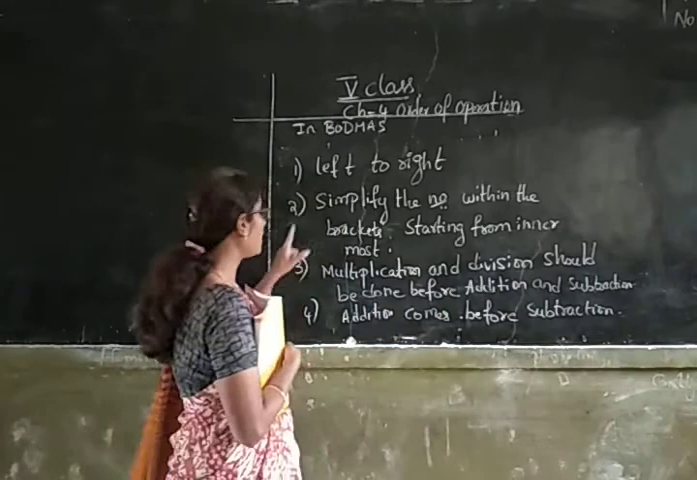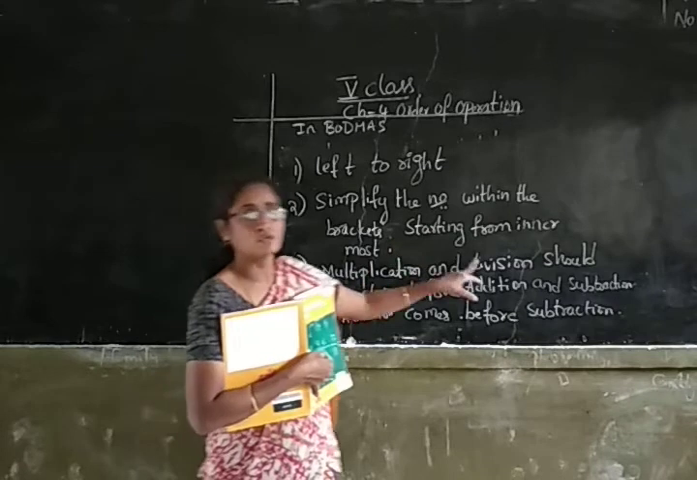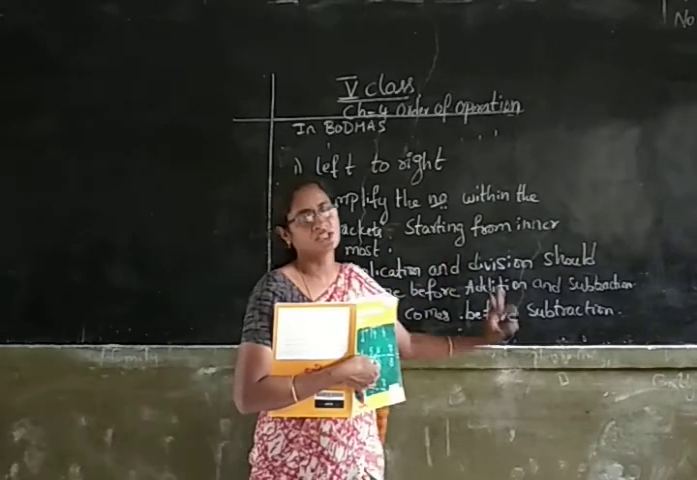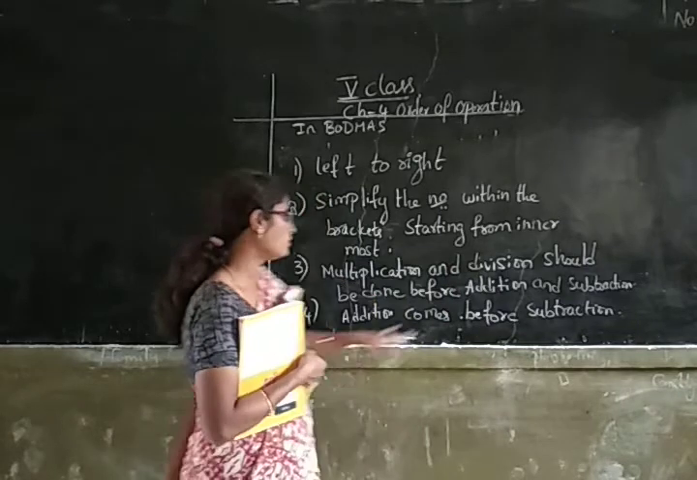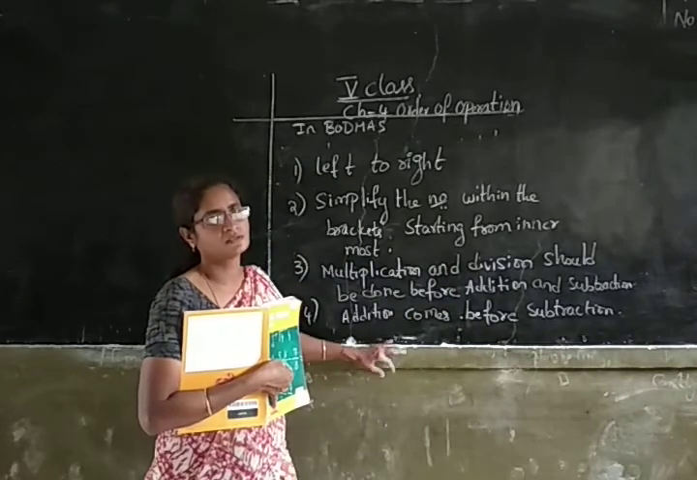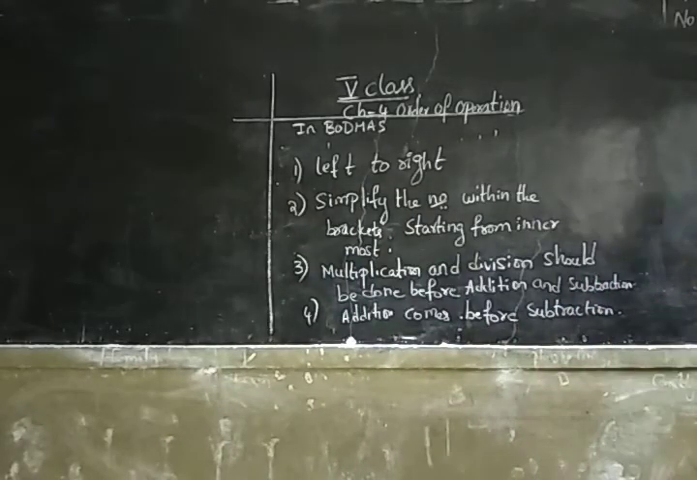Here, after solving the numbers in brackets, what you have to do is, you have to do the division, multiplication, then only you have to do the addition and subtraction. Before doing subtraction, first you have to do the addition. Okay children, these are the rules to solve the mathematical expression using the BODMAS rule.